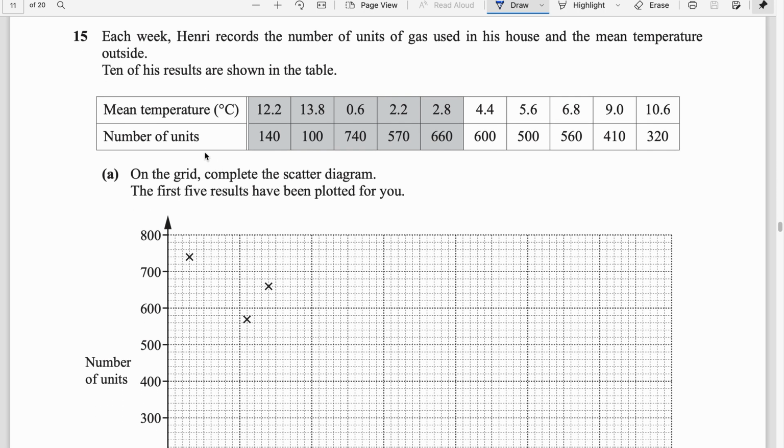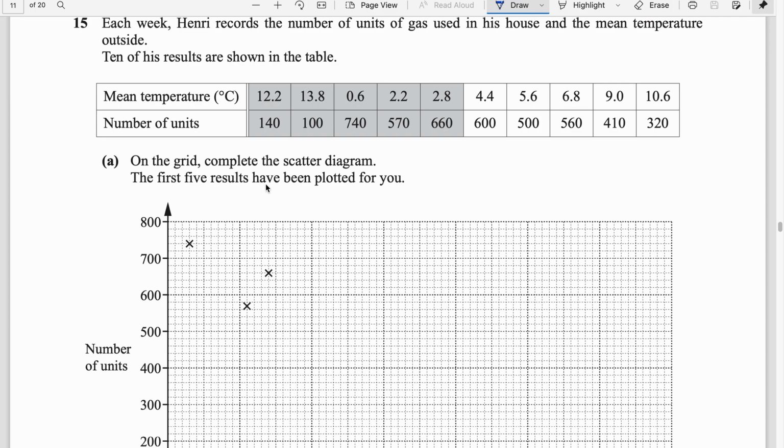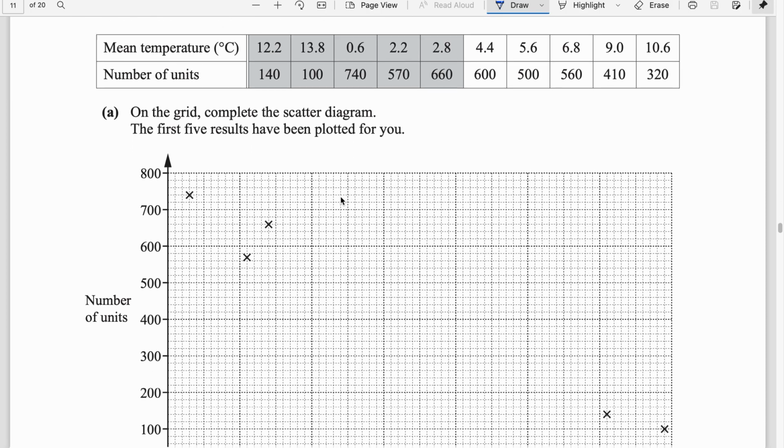Question number 15. Each week, Henry records the number of units of gas used in his house and the mean temperature outside. 10 of his results are shown in the table. On the grid, complete the scatter diagram. The first 5 results have been plotted for you.